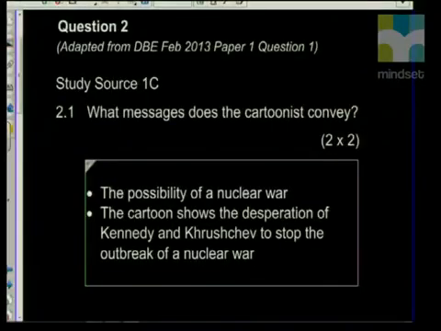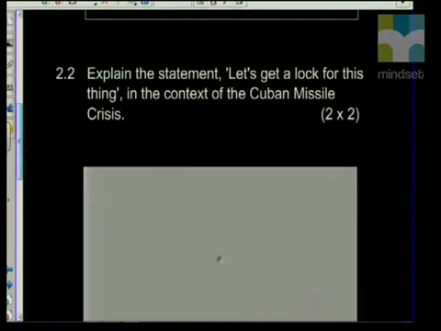The cartoon shows the desperation of Kennedy and Khrushchev to stop the outbreak of the nuclear war. That is also straightforward because it's contained in the caption of the cartoon and the cartoon itself, where they were both saying we need to get a lock for this thing. In other words, we need to make sure that the nuclear war does not come out. And then, if you look at the next question, it says, explain the statement, let's get a lock for this thing, in the context of the Cuban Missile Crisis.